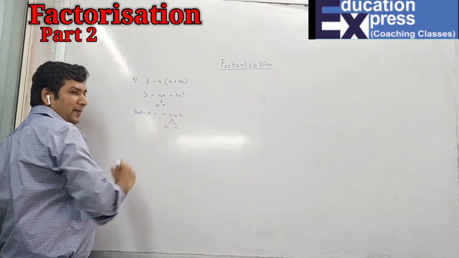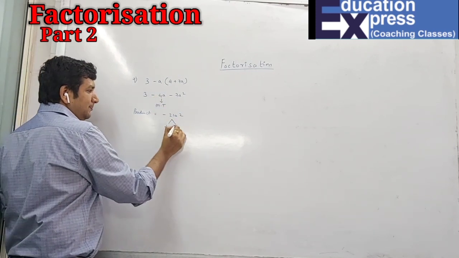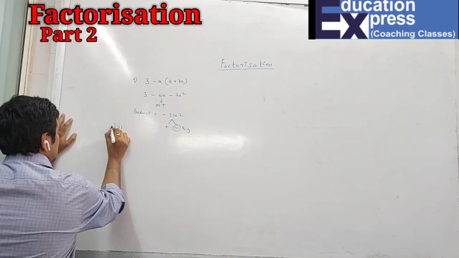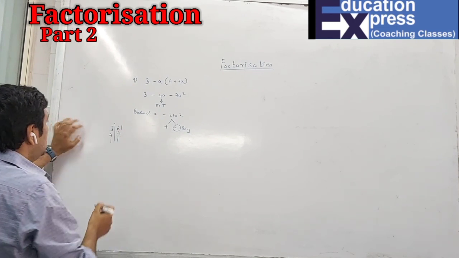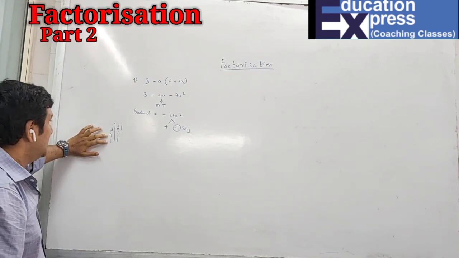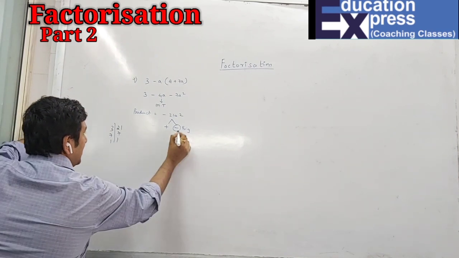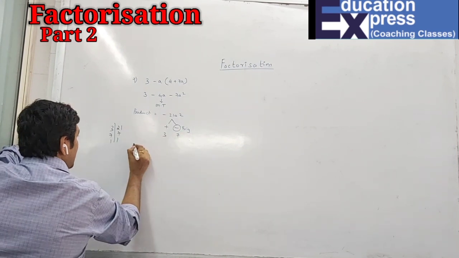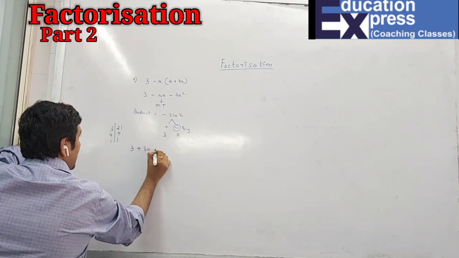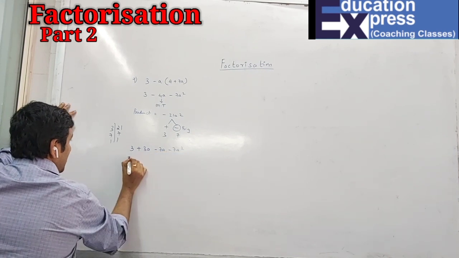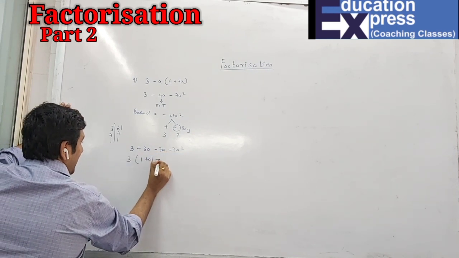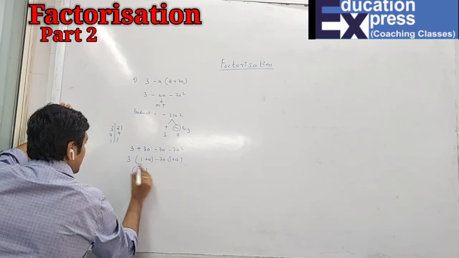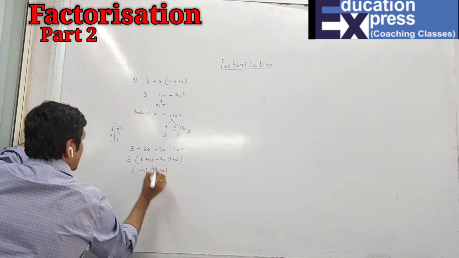Again minus indicates plus and minus. So the bigger number will get the middle term sign. From 21, the factors are 3 7s and 7 3s, 21 1s, very simple. The two numbers to subtract are 3 and 7. So 7 minus 3 is 4, and the bigger number will get the minus sign. So I'll place 3 next to 3 and 7 next to 7. So 3 plus 3a minus 7a minus 7a square. 3 common, 1 plus a, minus 7a common, 1 plus a. So 1 plus a and 3 minus 7a is the 9th sum.